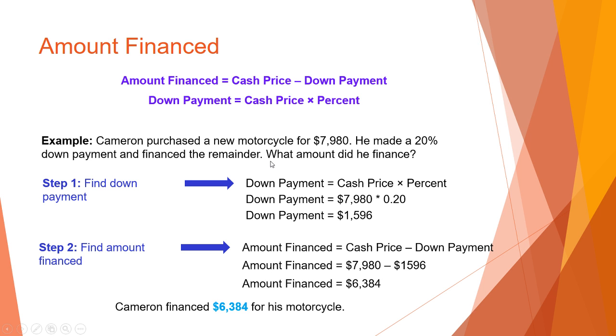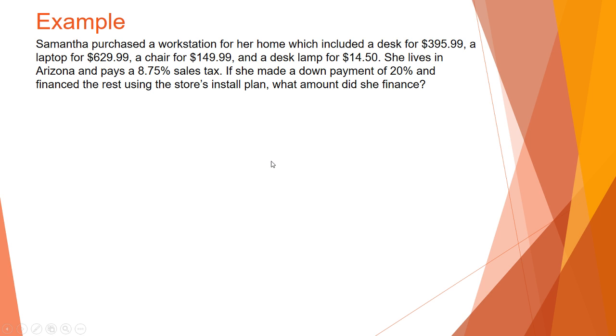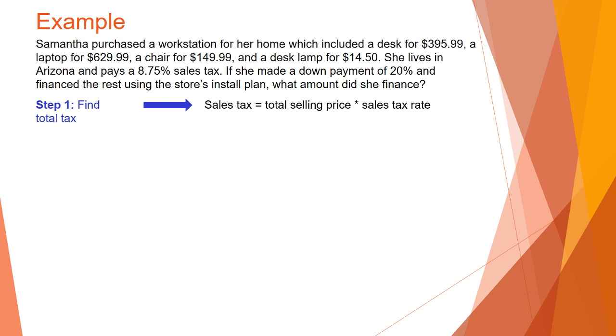Here's another example. Notice this one gives you a sales tax, so keep that in mind. When you purchase items, for the most part, you have to pay some kind of sales tax, and you want to calculate that into how much you will end up owing as well. So for this example, you want to first find how much the tax is. This formula is from prior lessons. Sales tax equals total selling price times the sales tax rate. So what is the total selling price?